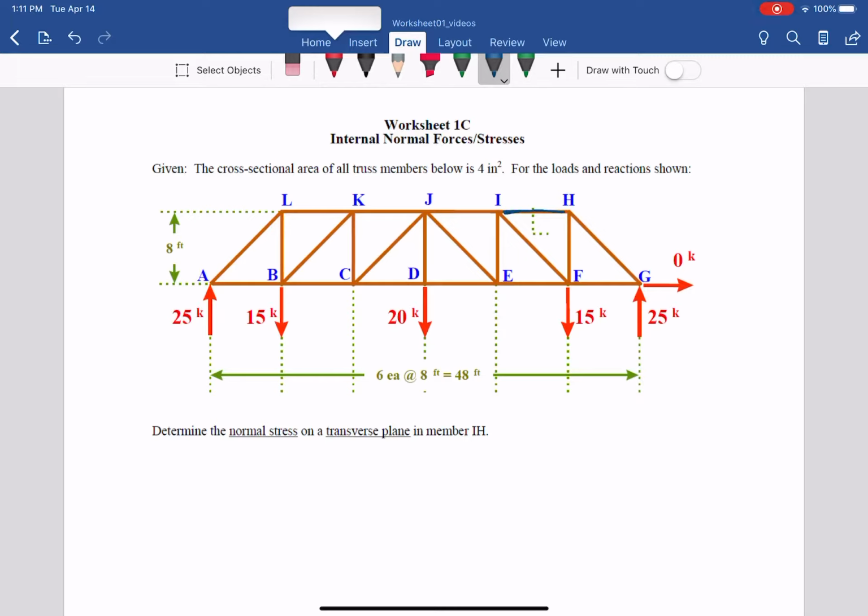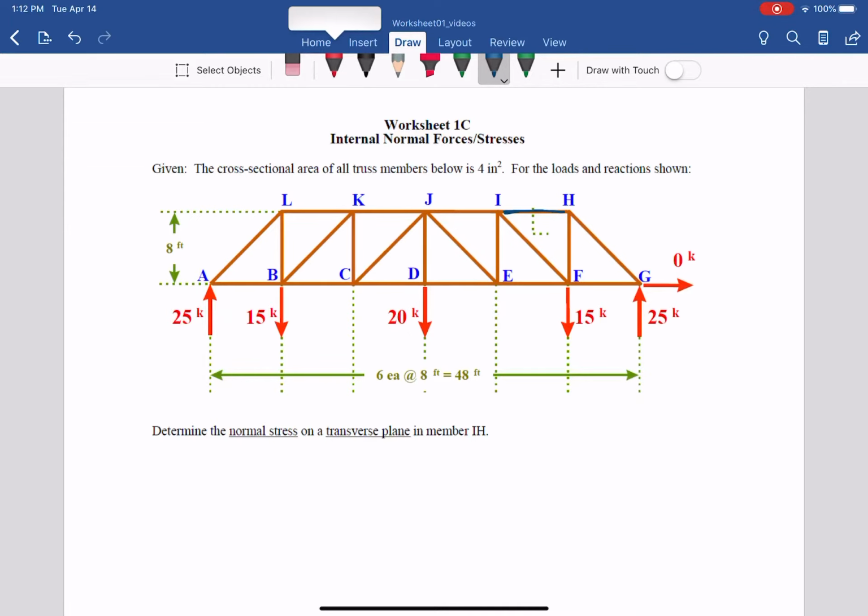Before we find the normal stress, the normal stress is the measure of the intensity of the normal force. So we need to find the internal force in member IH. For the truss, first we find the external reactions at supports A and G. In this case, they already give us the external reactions: A_y is 25 kips going up and G_y is 25 kips going up. So we don't need to find the external reactions.